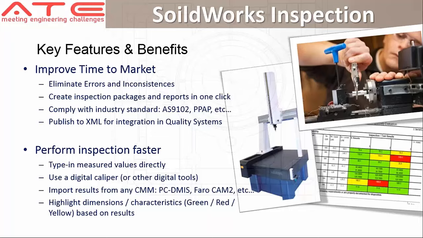And performing the inspection is faster. You can either type measured values directly into your inspection report in Excel format, or use a digital caliper so that you can input the value straight away inside your report. Also, you can import any CMM output, for example PC-DMIS, Ferrocam, and so on. Dimensions are highlighted based on your measurements, with color coding like green, red, and yellow based on your results, automatically. Save your time in creating inspection reports.